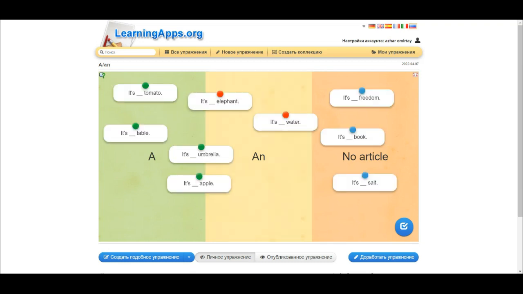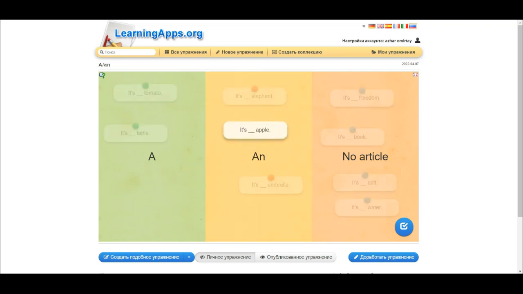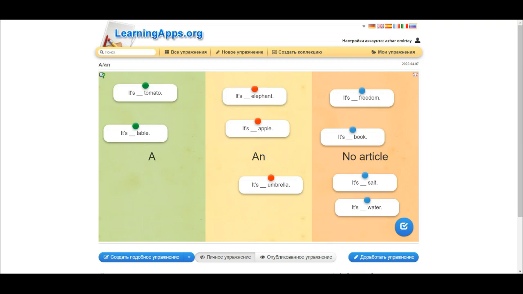What about elephant? Can we count elephant? Of course. Here we need article AN. It's an elephant. What about umbrella? Yes, we can count umbrella, so we need article AN. What about water? Yes, guys, you are right. We cannot count water. That's why we choose the third column. It's apple. Of course, we can count apple, so we need article AN. And here, it's book. Can we count book? Of course. So we need article A. It's a book. Let's check.